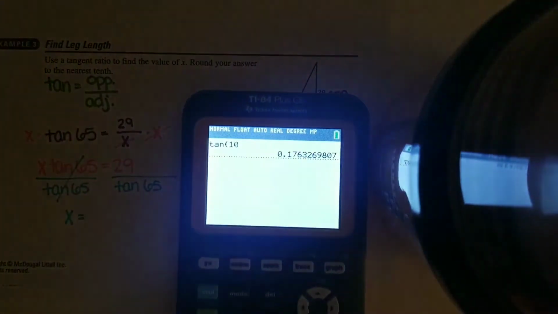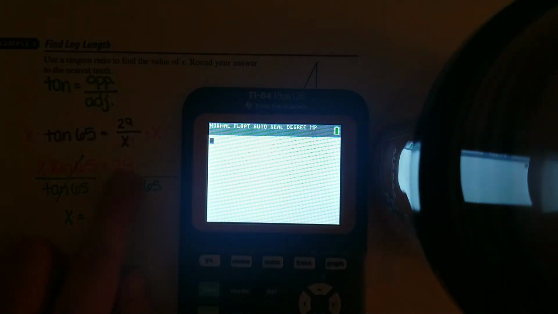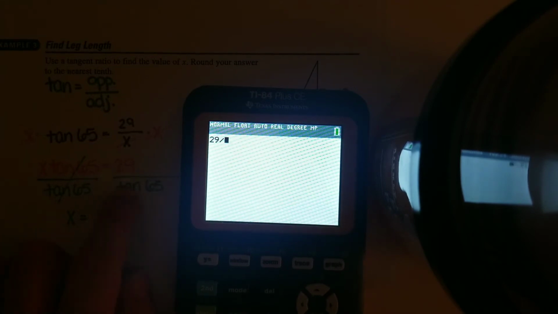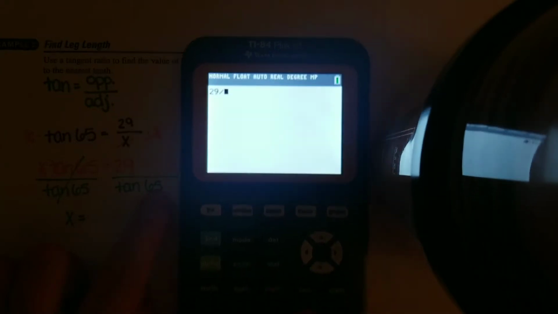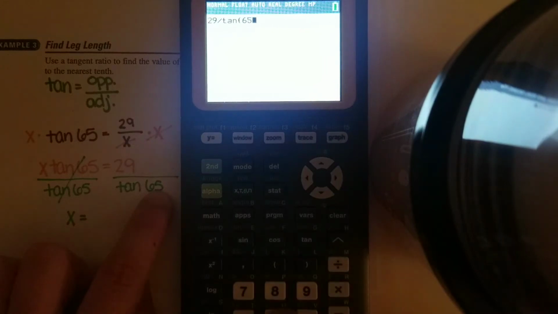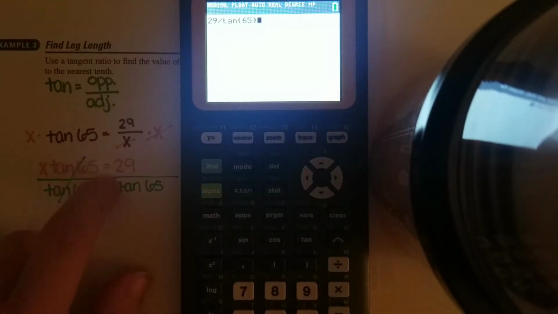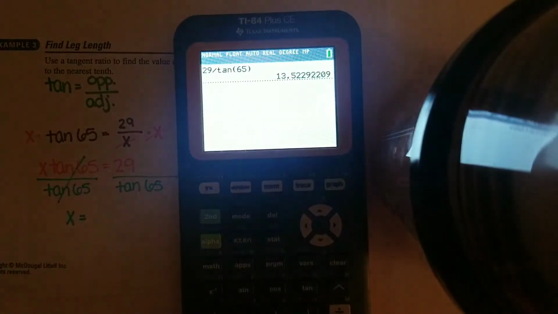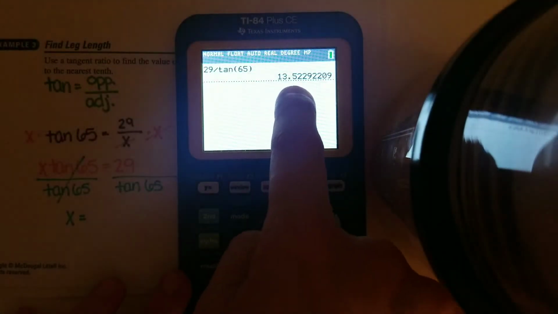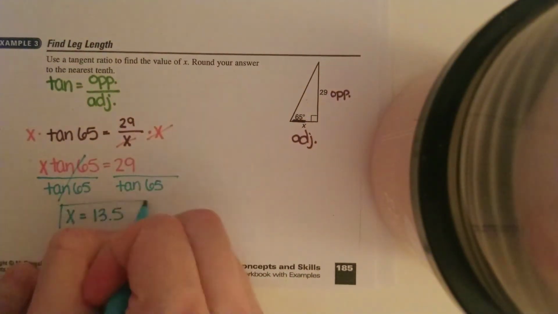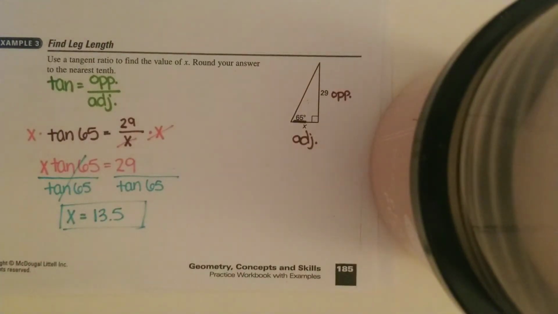So if we pull out our calculator, I said we're going to type in 29. Then that bar means division, so divide tangent 65. So we got to go and hit the tangent button where it says tangent, and then we're going to type in 65. Close the parentheses. So we have 29 over tan 65, same here. Hit enter. So x equals 13.5. And that is your final answer.